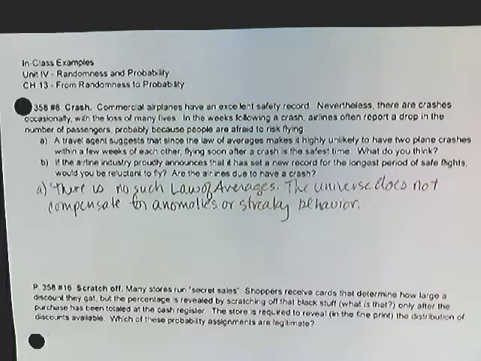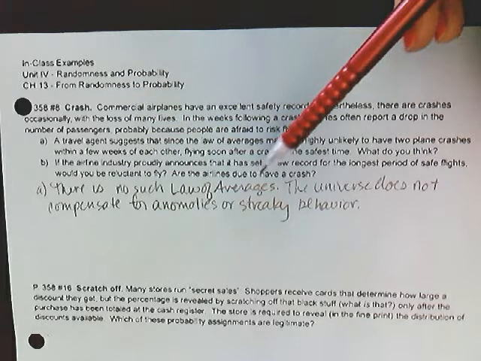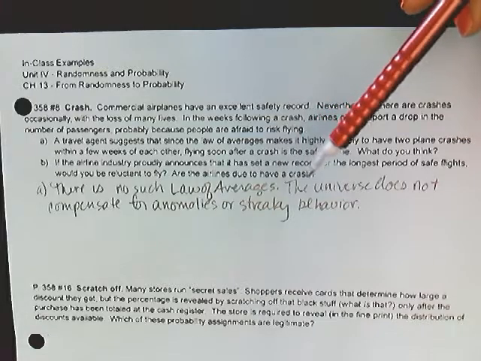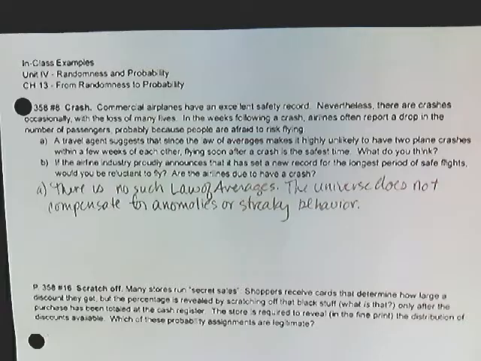Bless you. All right. Part B. If the airline industry proudly announced that it has set a new record, would you be reluctant to fly? Are the airlines due to have a crash? Again, this is based upon the law of averages, which is not true. And so in the end, your answer is that the probability of crashing is independent and therefore not related to the occurrence of a previous crash or not crash. So those are the kinds of things that you want to talk about in a question like this.